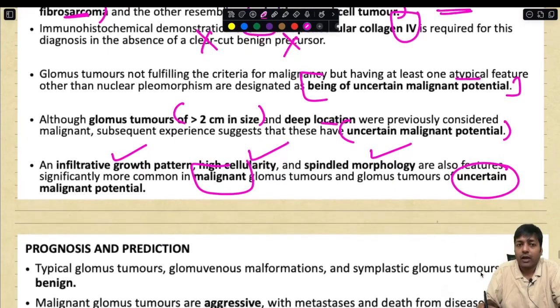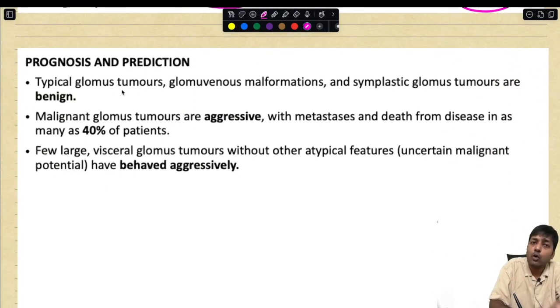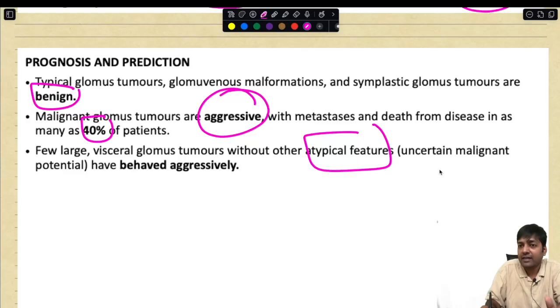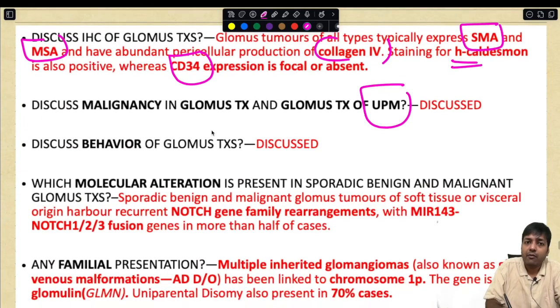Okay. Now coming to the prognosis and prediction of glomus tumor. Typical glomus tumor or glomangioma or symplastic glomus tumors, they are benign. Malignant glomus tumors are aggressive with metastasis and death from disease in as many as 40% of the cases. Few large visceral glomus tumors without other atypical features, that is uncertain malignant potential, have behaved aggressively as well. Now coming to the behavior, we have already discussed.